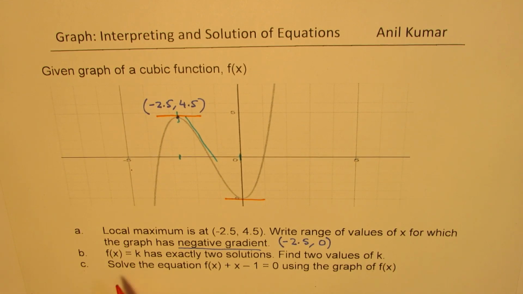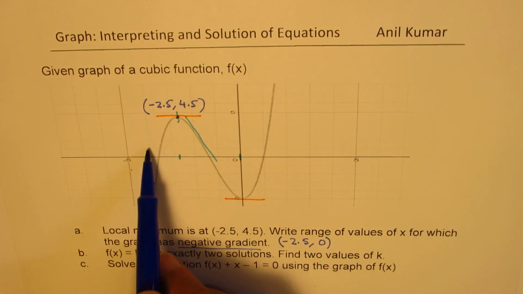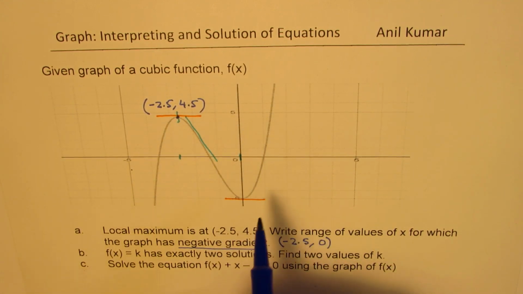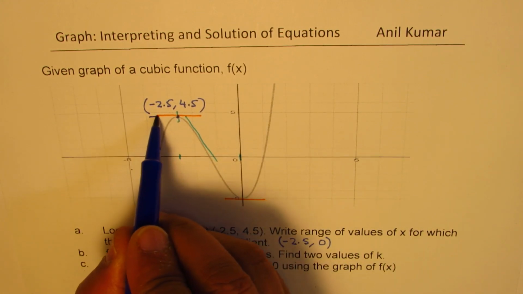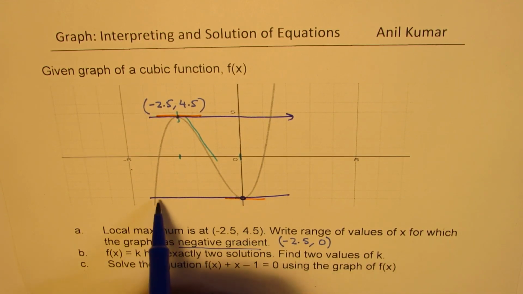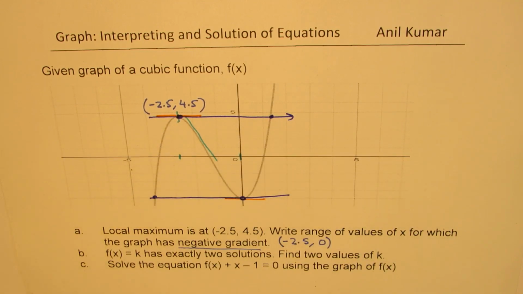Part B. f of x equals k has exactly two solutions. Find two values of k. Now f of x equals k is a horizontal line. If I draw a horizontal line, it may intersect at 3 points, at 1 point, or at 2 points. The only places where it intersects at 2 points will be these horizontal lines. So these are the points where it intersects, and those are the two solutions.